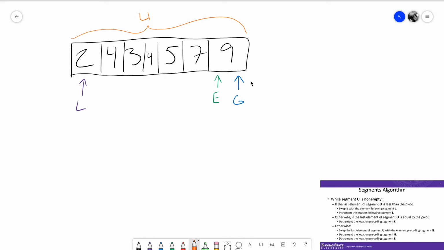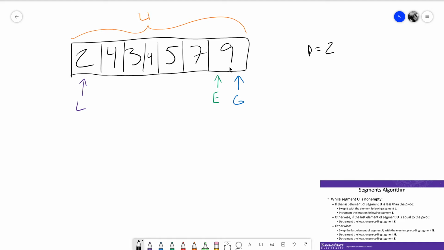Our algorithm here, we're going to look at the last element of segment U. If this element is less than our pivot point, we're just going to choose the first element in our segment U as the pivot. So our pivot point initially is going to be 2. Is 9 greater than the pivot? Yes, 9 is bigger, so we're going to go to our otherwise case.